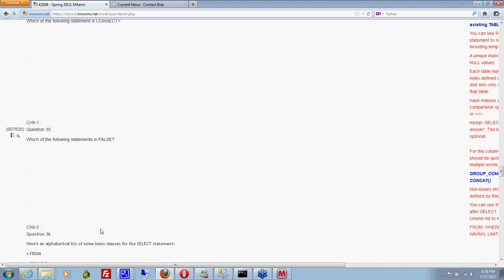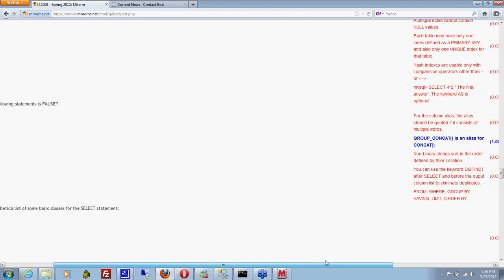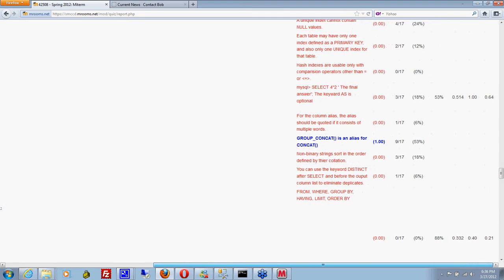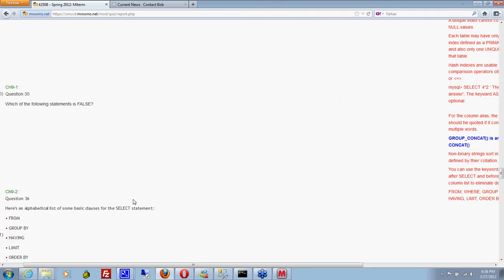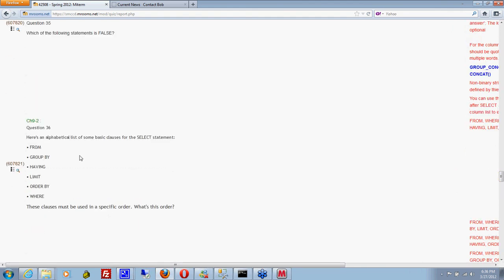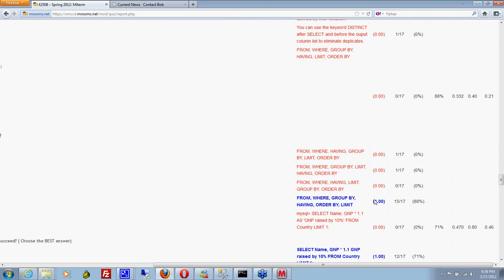Which of the following statements is false? Yeah, just over half of you got that one right. Group concat is an alias for concat. No, it's not. They're two different things. And that was in one of your labs as well. All right. 36. What's the correct order of these? And let's see what we got here. Most of you got that right. 15 out of 17 got it right. 88%. So that's good.